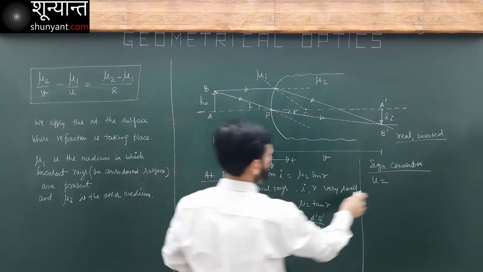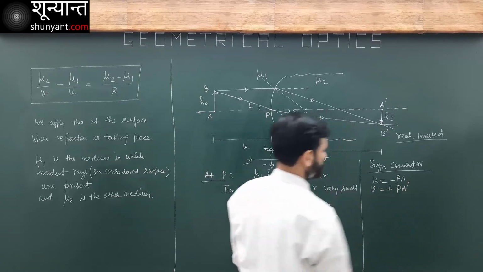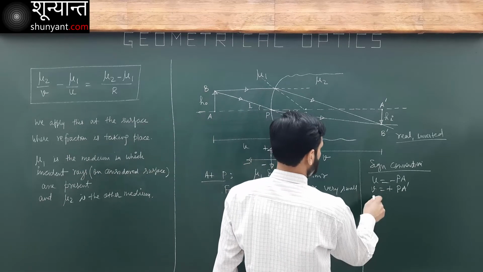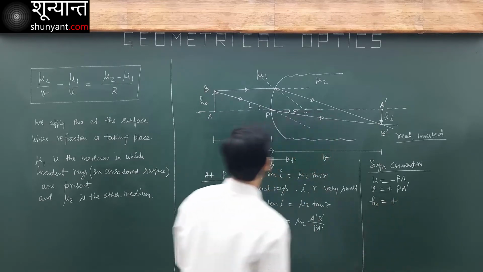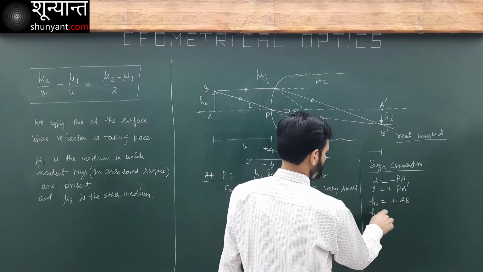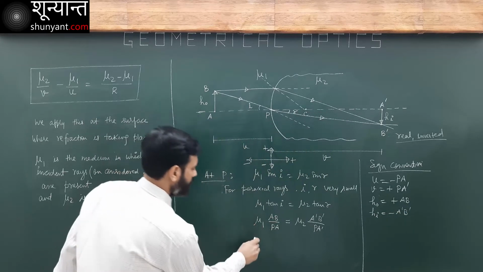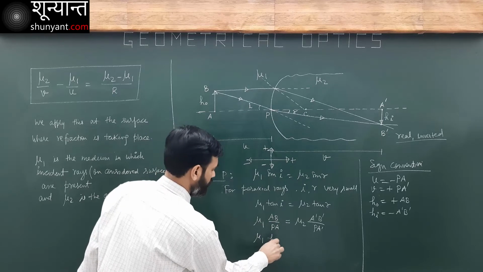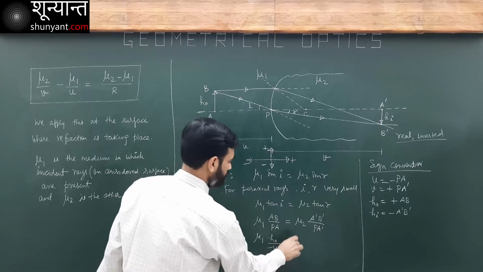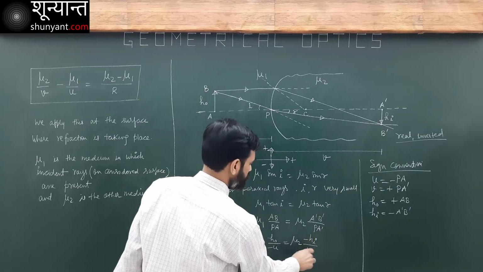U is going to be equal to minus PA. What is V? It is plus PA dash. Okay, makes sense? Now, what is going to be height of object? It is plus AB. What is going to be height of image? Minus A dash B dash. Let's write it here. Mu1 AB, height of object, over PA is minus U is equal to mu2. A dash B dash, minus height of image, over this is plus V.